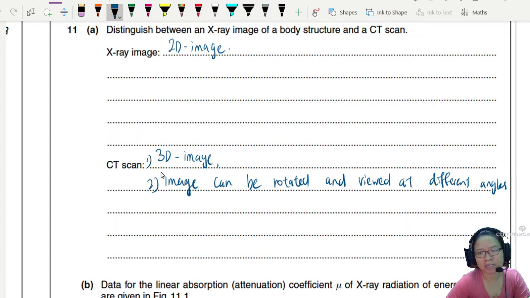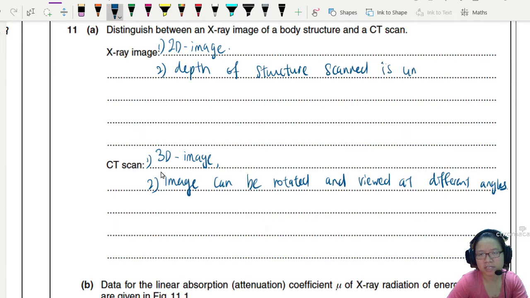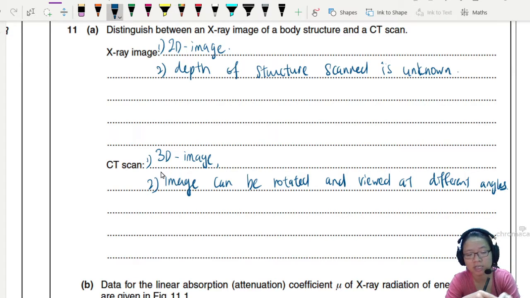But what about the X-ray? 2D image can rotate, not really, okay? And in fact, you don't know the depth, okay? So you could say that the depth of the structure, the body structure, scan is unknown. So let's say you go and look at the X-ray scan of someone, and you see a white color mass there, looks like a tumor.